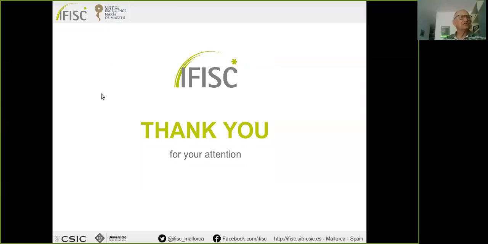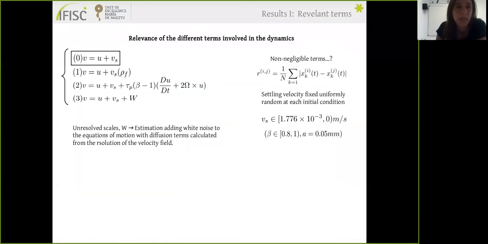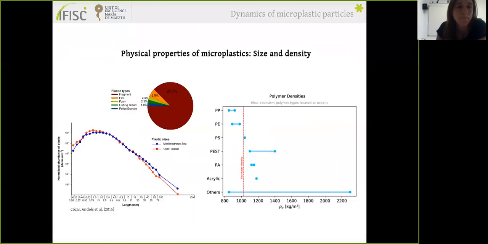I have a question of curiosity, Rebeca. In the data that you showed at the beginning of the size distribution of these microplastics, how is this data obtained? It's by sampling methods. This one is estimated at the surface. So it's just by sampling methods from boats and from submerged nets.